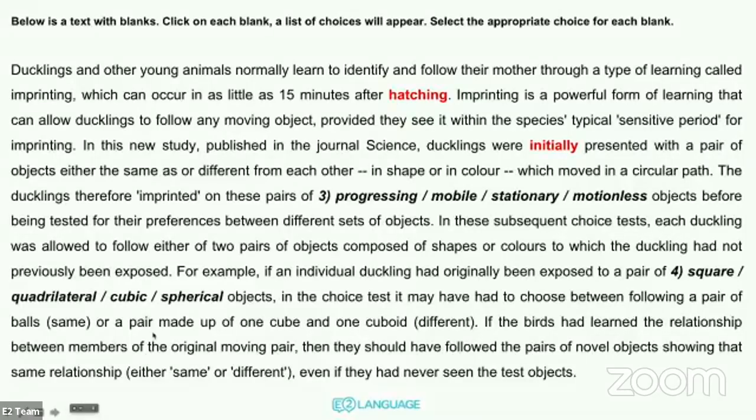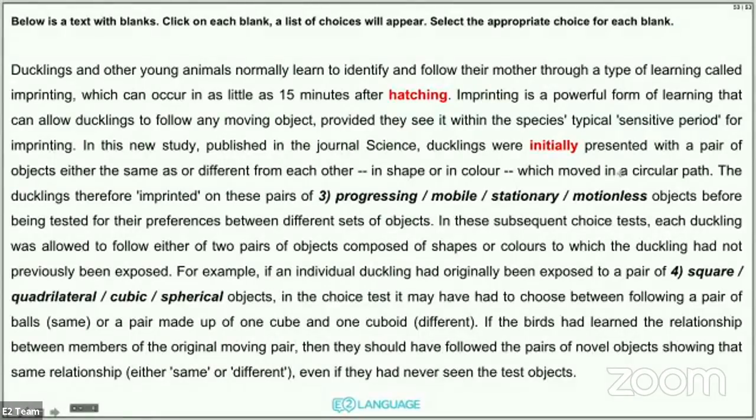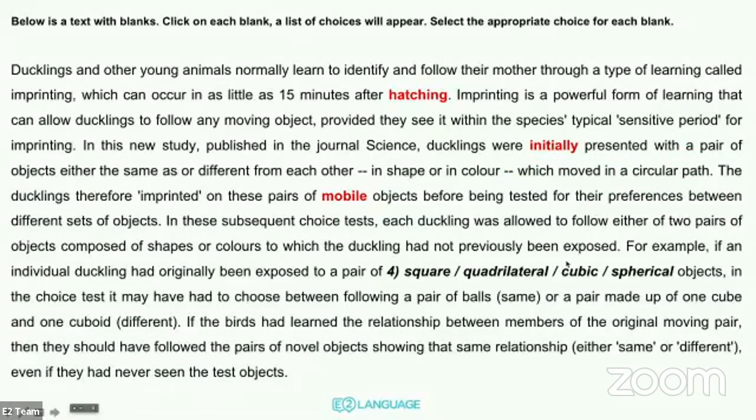Now, the important part here and what happens in this part of the test, you oftentimes have to read back or forward in order to find the right answer. For example, it's talking about these objects here which move in a circular path. Objects which move in a circular path. So then for number 3, the ducklings therefore imprinted on these pairs of what sort of objects? If their objects are, well, it's going to be mobile because mobile means moving, like a mobile, a car.